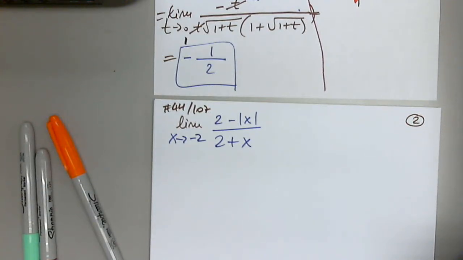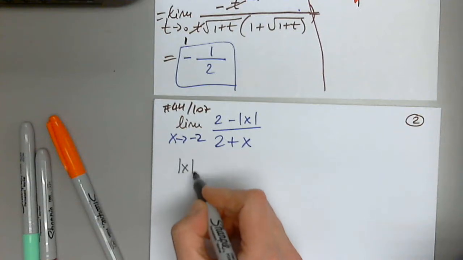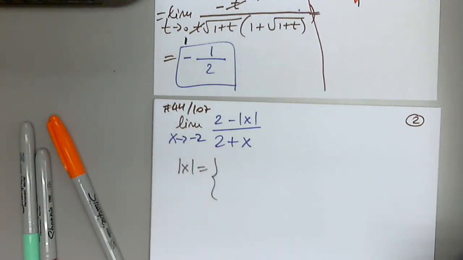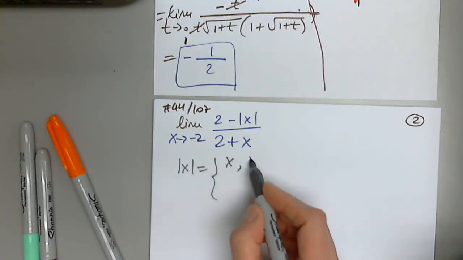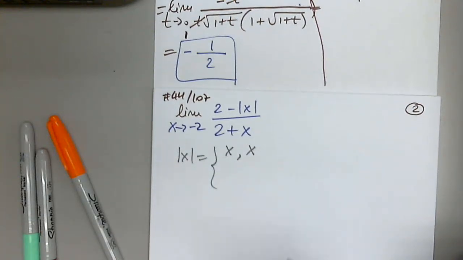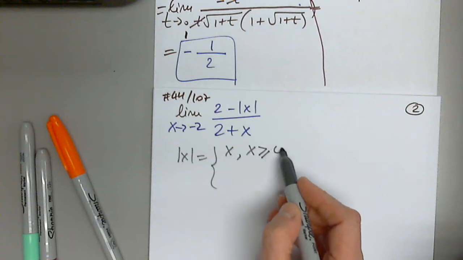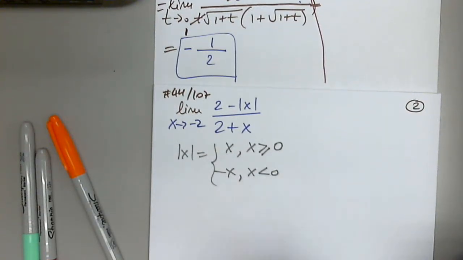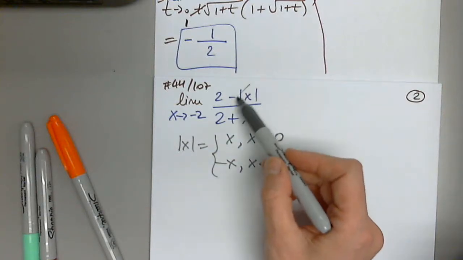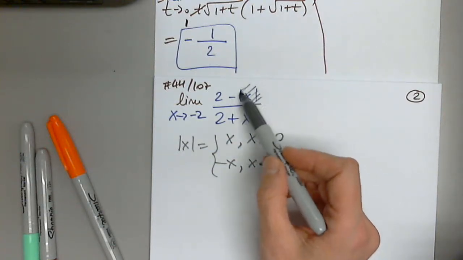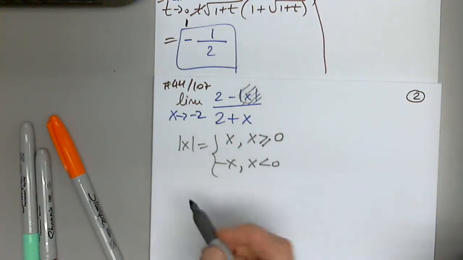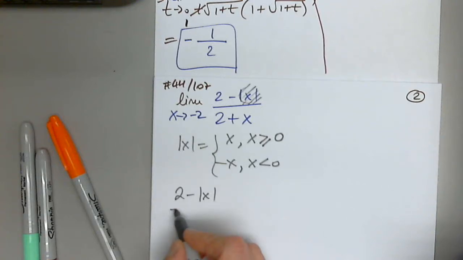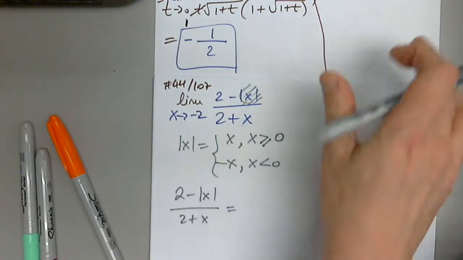And the answer is absolutely, the absolute value. Exactly. So the absolute value of x. What are the options for the absolute value of x? x, very good, for x greater than or equal to 0, and negative x for x less than 0. Awesome. But this is just this piece. We only discussed this piece. But now I want 2 minus the absolute value of x over 2 plus x.